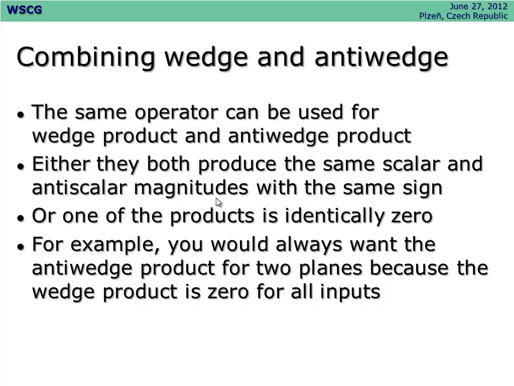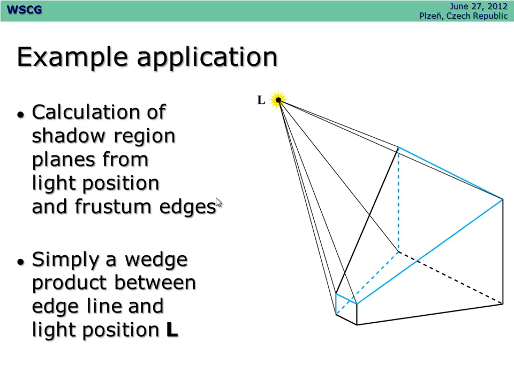The only exception is the case when you're multiplying two things together whose grade adds up to the dimension of the space. So either a point times a plane or a line times a line, you always get something that has grade 4. It doesn't really matter whether you take the wedge product or anti-wedge product, you're going to end up with the same number, so there's no need to implement two different products there.